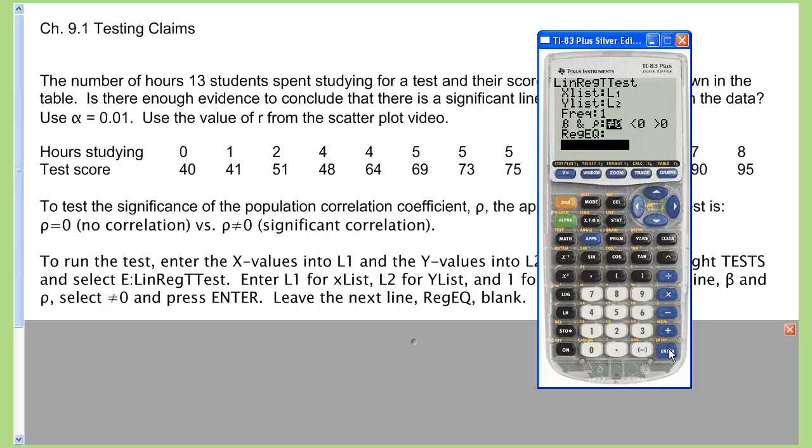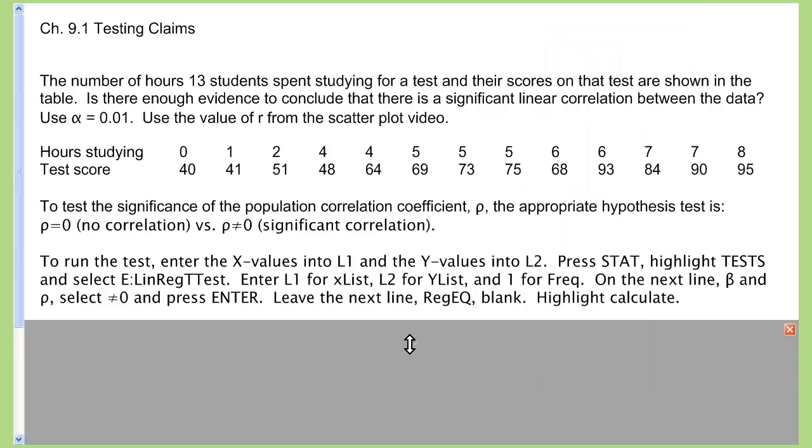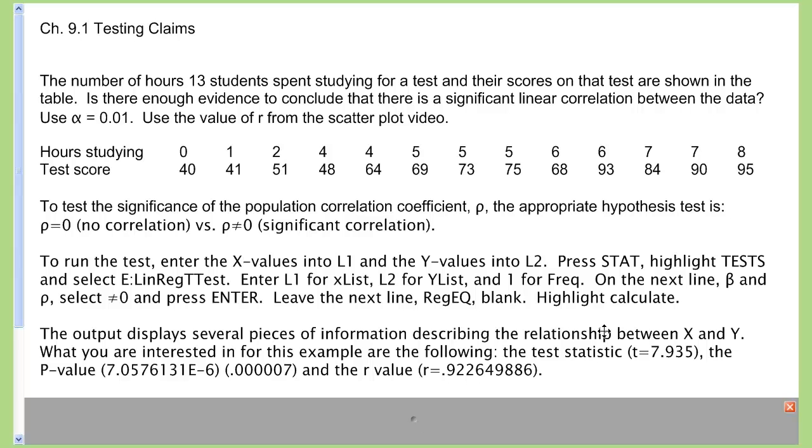So I'm going to tell it to calculate, and when I calculate, here's my t. That's one thing we're going to be interested in, the test statistic. We're also going to be interested in the p-value, and it's written in scientific notation. So what you have to do is move this decimal to the left 6 places. The 7 is one of the places, and then you're going to put 5 zeros. So that's your p-value, and here's your R value.